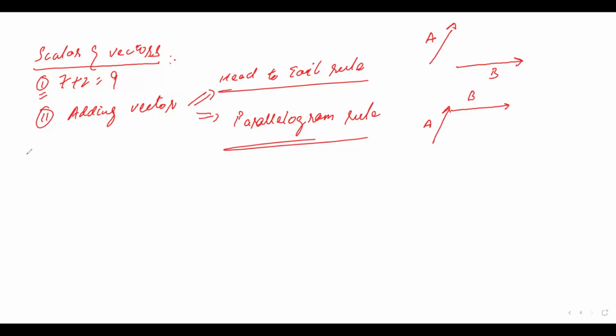And now, at the end of the day, remember the very important thing: the direction of the resultant vector should always be towards the head of the last vector. This is going to be the resultant vector, the sum of A and B.